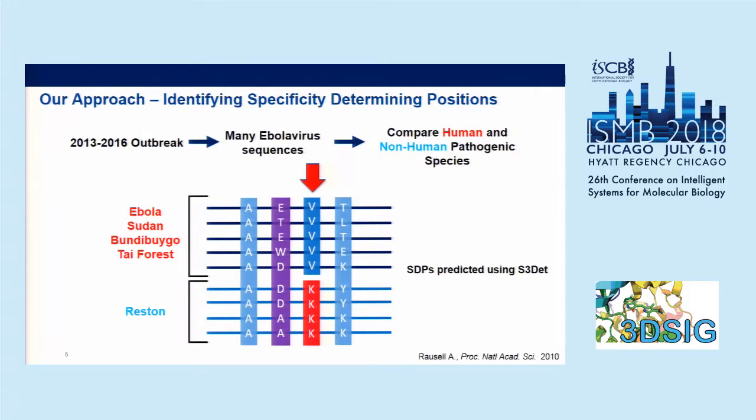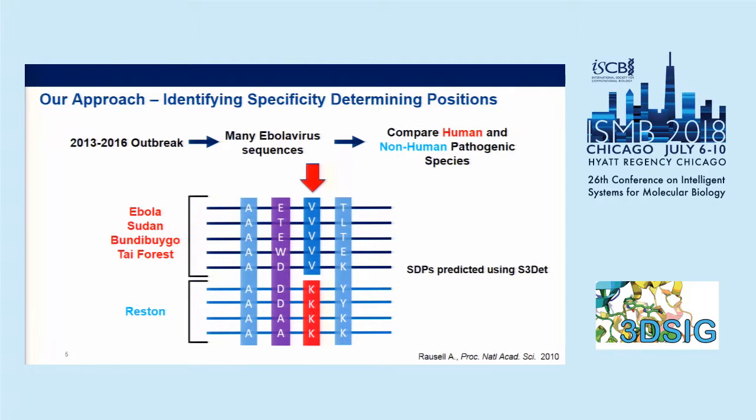So from the outbreak in West Africa, we had many more sequences than we've ever had before for Ebola viruses. There was lots of sequencing that was done in the field using MinION sequencers. And so again, we wanted to compare all of the human pathogenic and the non-human pathogenic species. And our approach was to define specificity determining positions, or SDPs. And these are positions in sequence alignments that are differentially conserved.